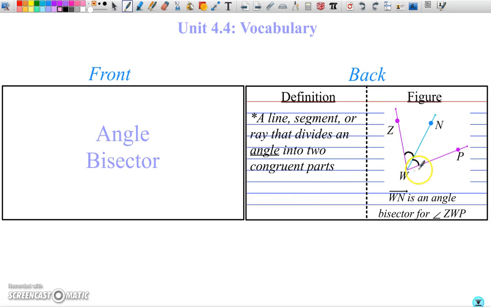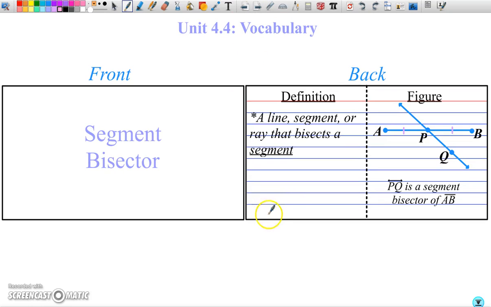So if you're looking at this figure right here, we've got angle ZWP, and then we have ray WN, which is going to cut this in half, which is why they're marked exactly the same. So ray WN is an angle bisector for angle ZWP. And we can obviously have them inside a triangle as well.